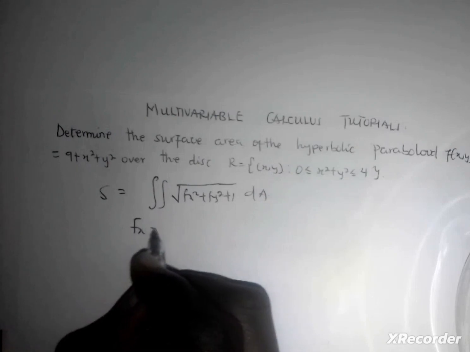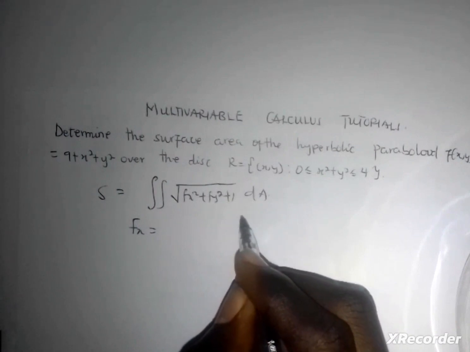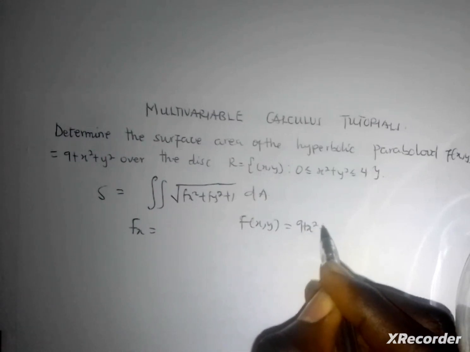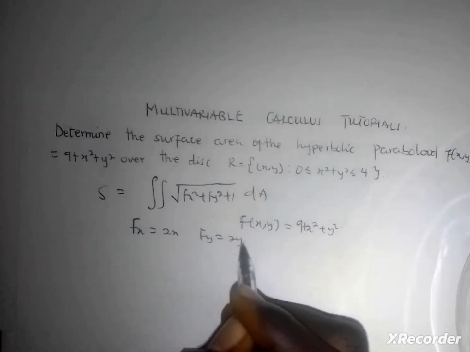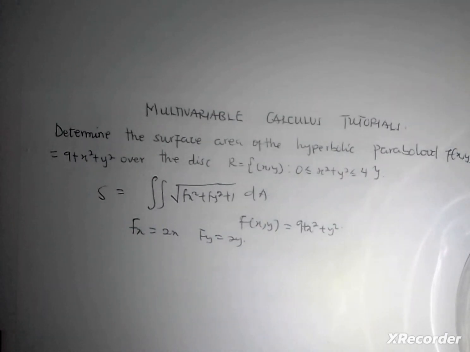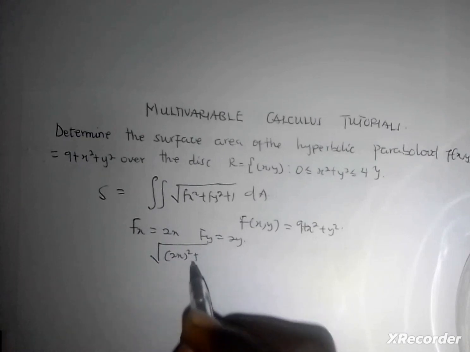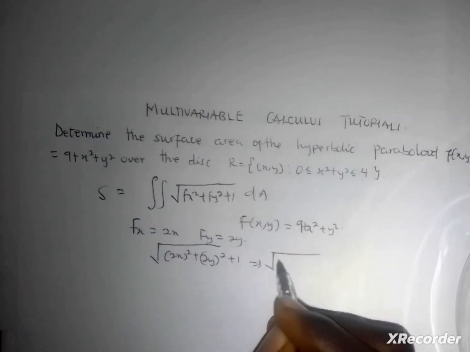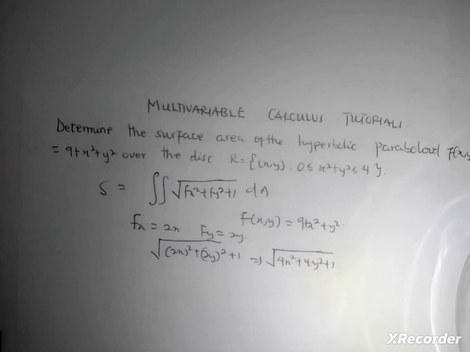So what is our fx? From our paraboloid, we have the equation f(x,y) equals 9 plus x squared plus y squared. So our fx will be 2x and our fy will be 2y, the partial derivatives with respect to x and y respectively. So I get the square root of (2x) squared plus (2y) squared plus 1, and this gives me 4x squared plus 4y squared plus 1. Once I get this, I drop it here.